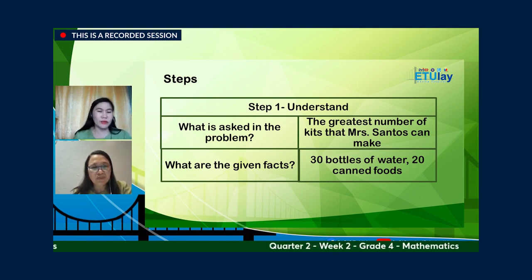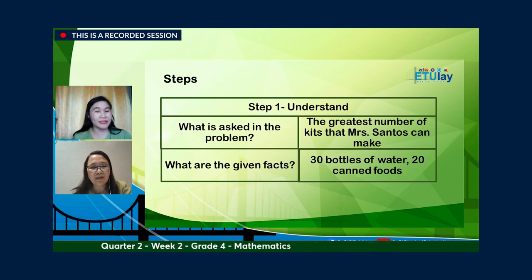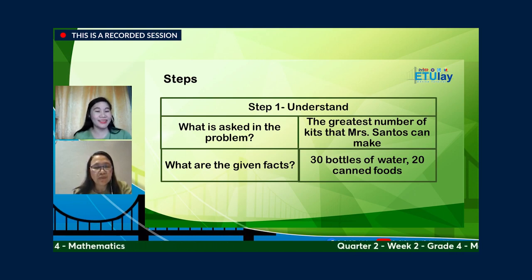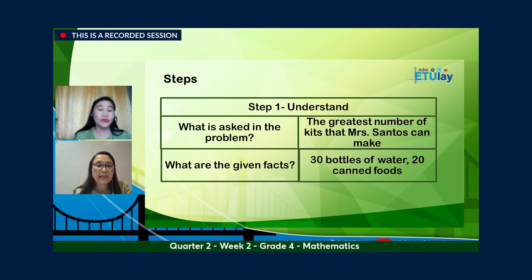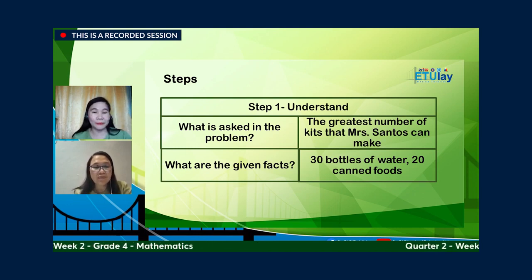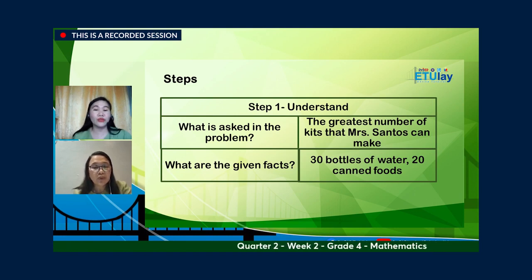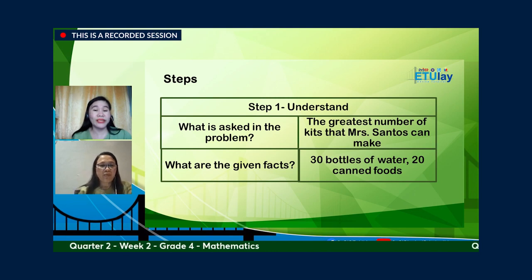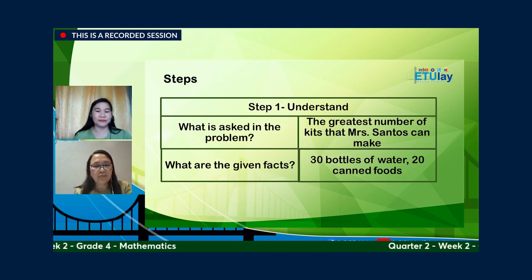Okay. So in our problem, what is asked in the problem? Yes, the greatest number of kits that Mrs. Santos can make. Okay, and what are the given facts? So ito yung mga data na nakikita natin mismo sa ating story problem. So we have there 30 bottles of water and 20 cans of food. Okay, or ito yung 20 canned goods na tinatawag. Okay? So let's proceed. Step 2.